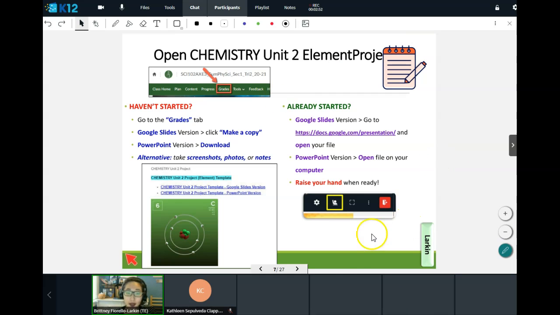Okay. That being said, if you did already start your project and you did it in Google, go ahead and open up your Google Slides folder and open up your project that you already started. If you started the PowerPoint version, just open that on your computer and raise your hand. I need raised hands from everyone. We are keeping track of students who are not raising their hands. You have 30 seconds to get your project open and ready to go, or to be ready to take pictures and raise your hand. Go, go, go. 15 seconds remaining.